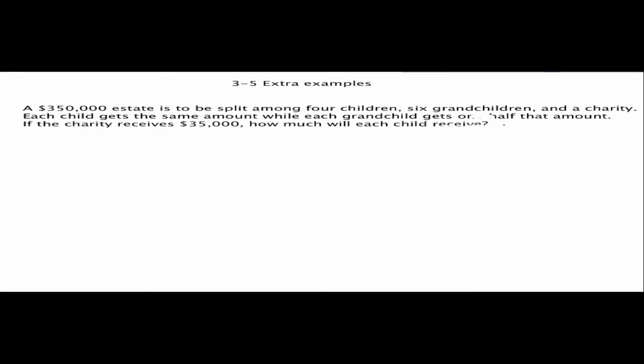Okay, 3-5 extra examples. A $350,000 estate is to be split among 4 children, 6 grandchildren, and a charity. Each child gets the same amount, while each grandchild gets 1/2 that amount. If the charity receives $35,000, how much will each child receive?